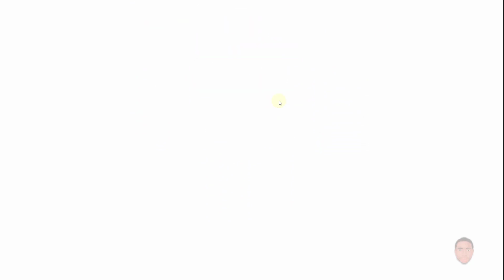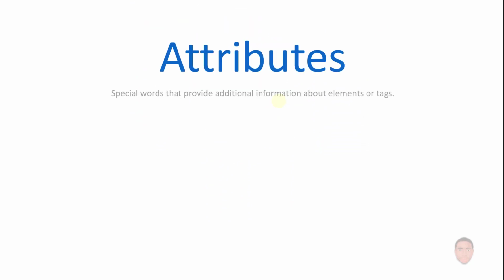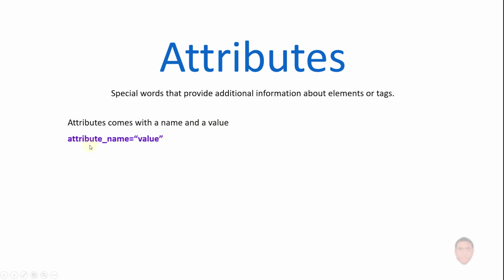So the first thing we're looking at here is attributes. Attributes are just special words that provide additional information about tags or elements. The way we do that is that each attribute comes with a name and a value. For example, you first write the name, and then you have an equal sign, and then in double quotes, you're going to have the value inside.